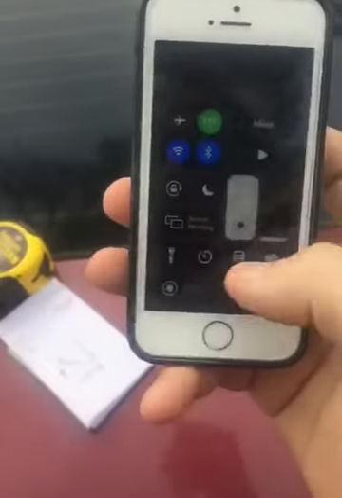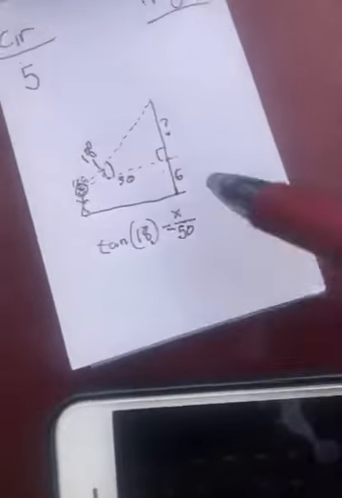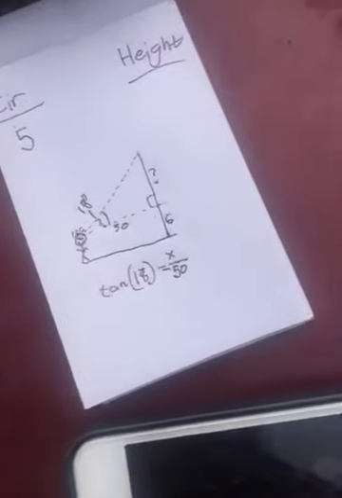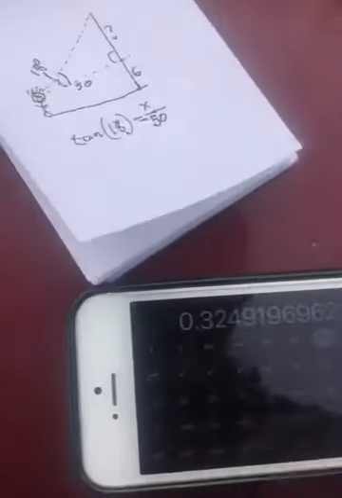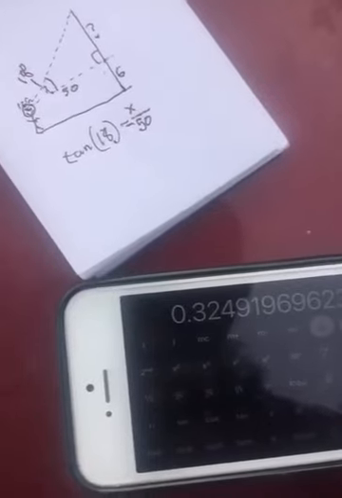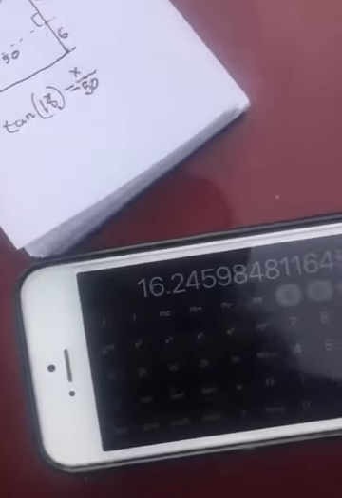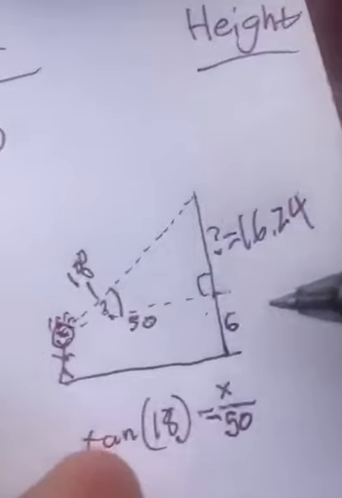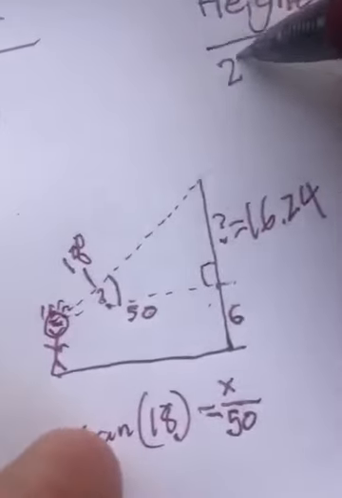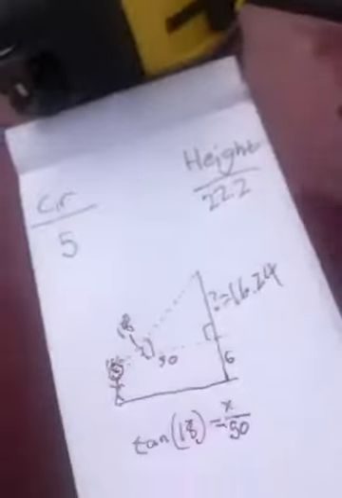All right, now you need your phone, and I've got my fancy one. Actually, I'm just going to switch to a normal calculator. So, in order to solve this, I need to multiply both sides by 50. So tangent of 18 times 50 is going to give me my answer. So 18 tangent times 50 gives me 16.24. So 16.24 plus 6 is what? 22.2. We'll just round to one decimal place.